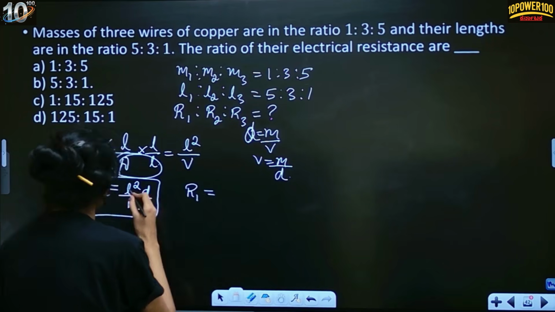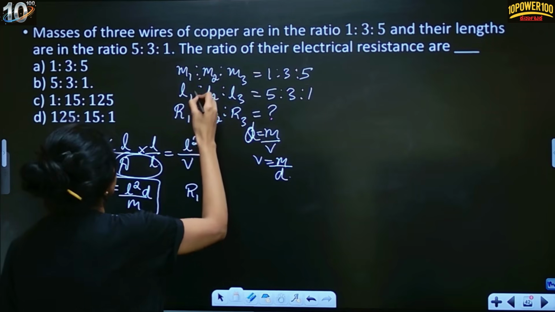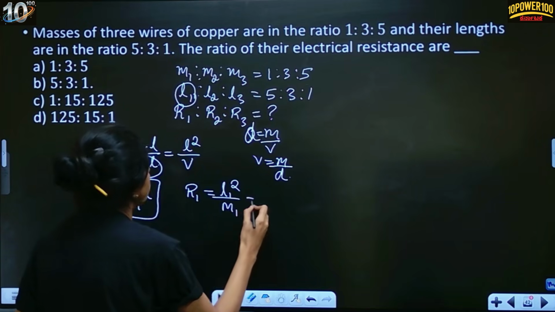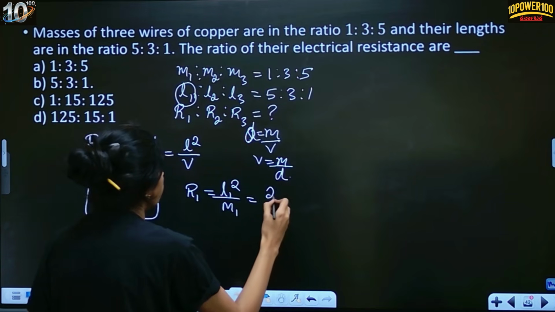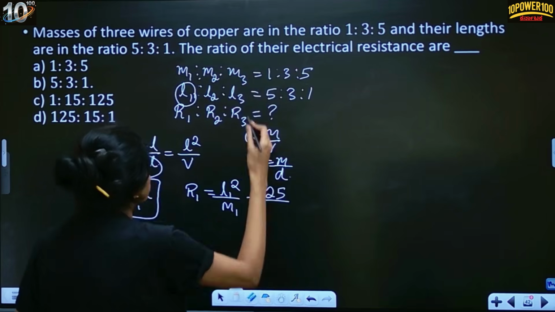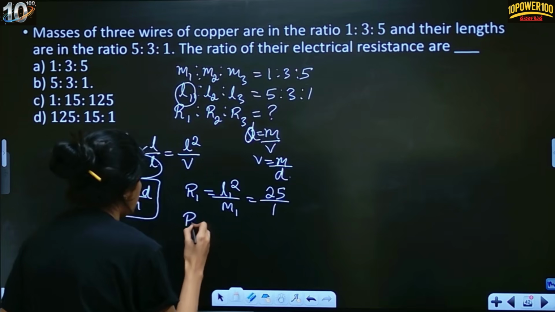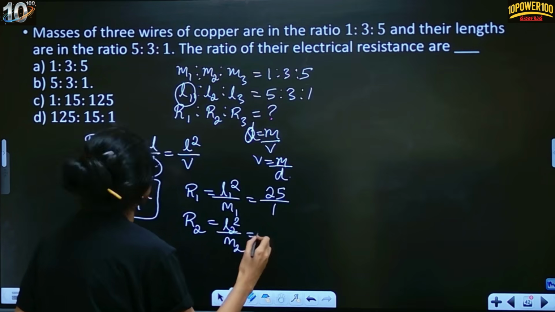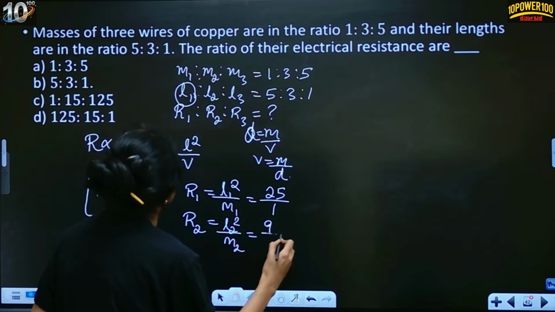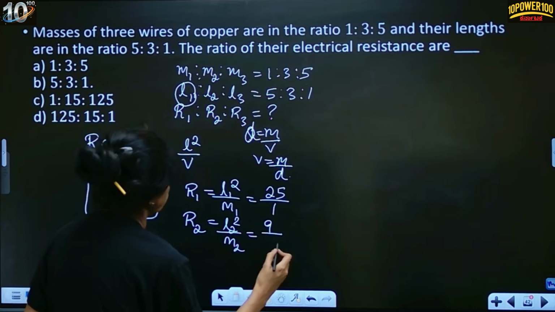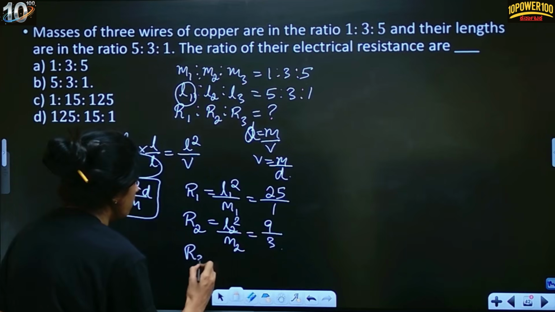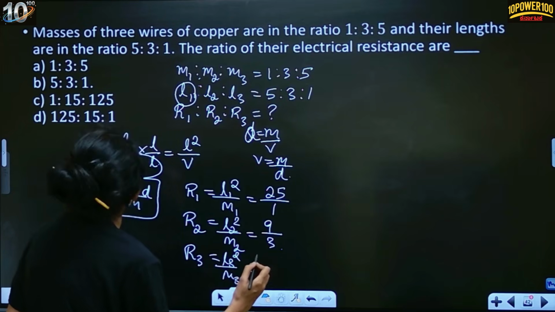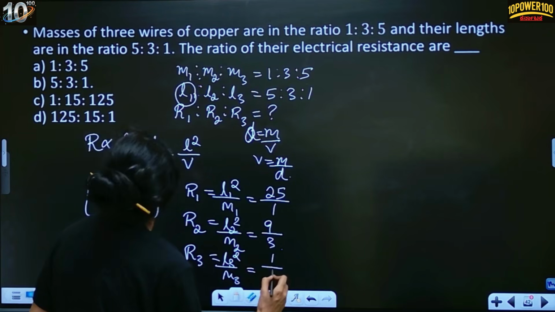R1 will be what? L square by M. So L1 square by m1. L1 square, 5 square is 25, by m1, which is 1. Next, R2 is L2 square by m2. Directly you can take it. L2 square is 3 square, 9, by m2 which is 3. Fine. Next, R3 is L3 square by m3. L3 square is 1 square, 1, by m3 which is 5.